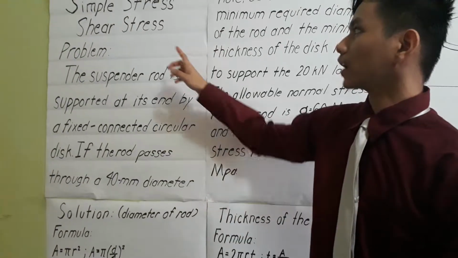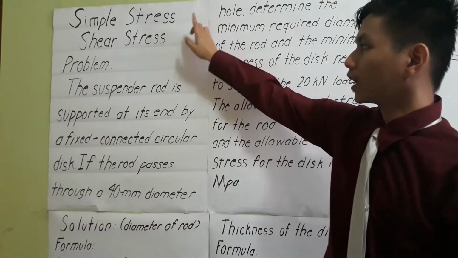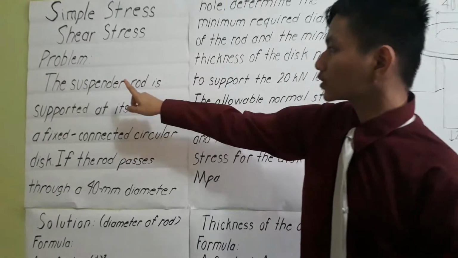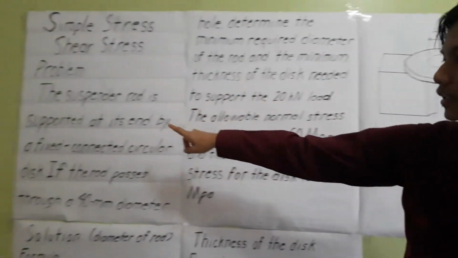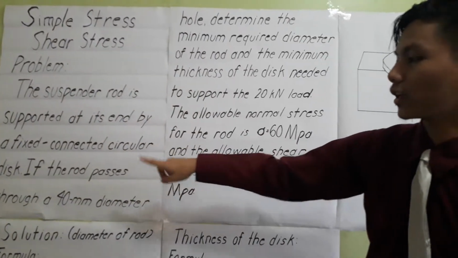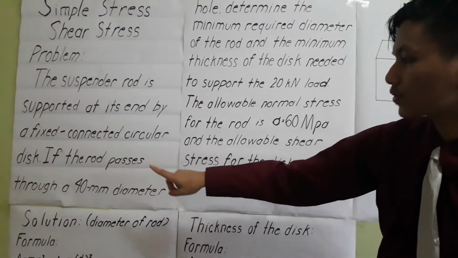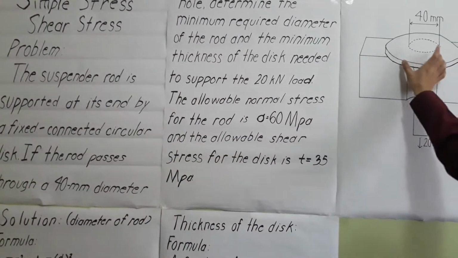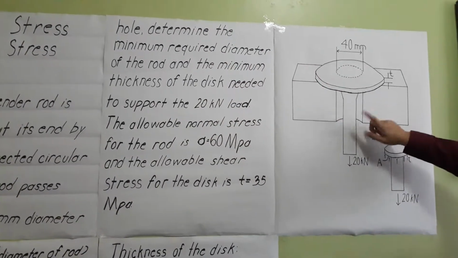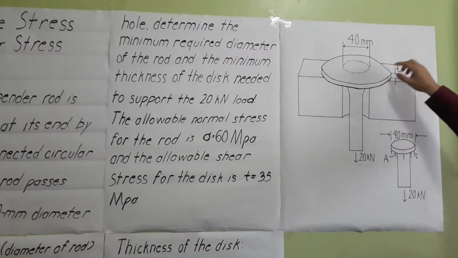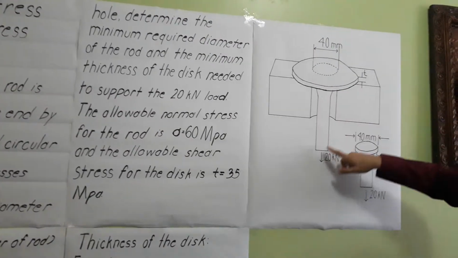Shear stress, an example of simple stress. And we have a problem. The suspender rod is supported at its end by a fixed connected circular disc. If the rod passes through a 40 mm diameter hole, determine the minimum required diameter of the rod and the minimum thickness of the disc needed to support the 20 kN load.